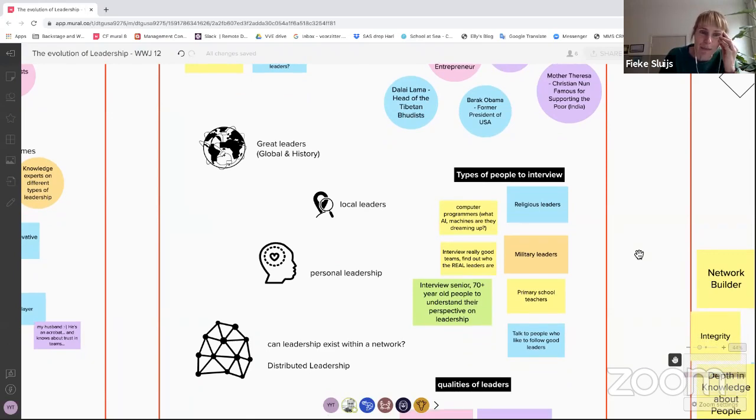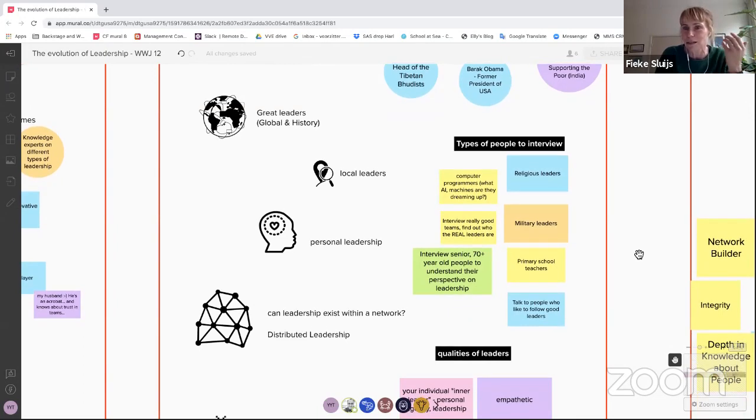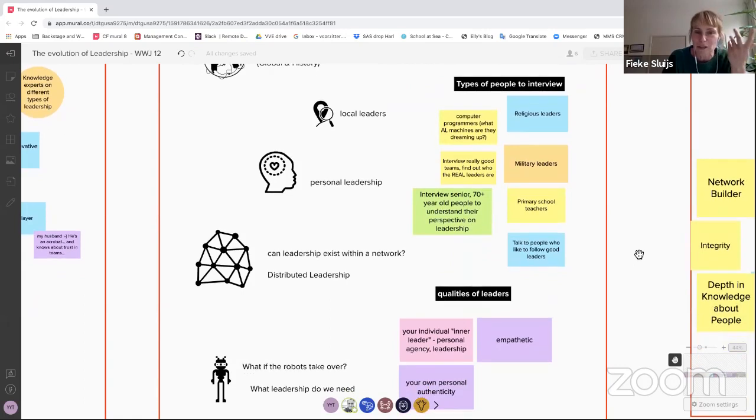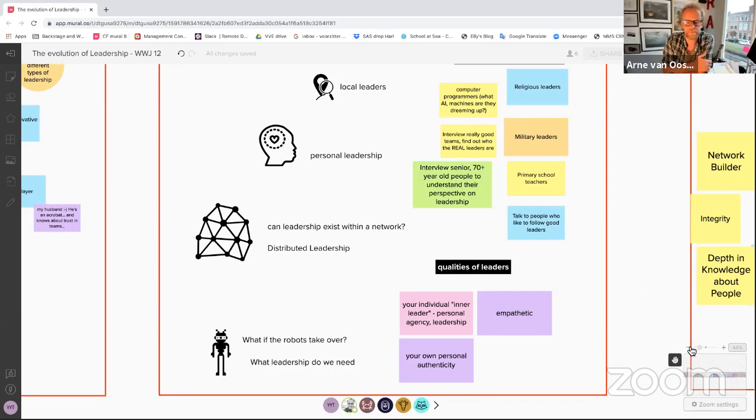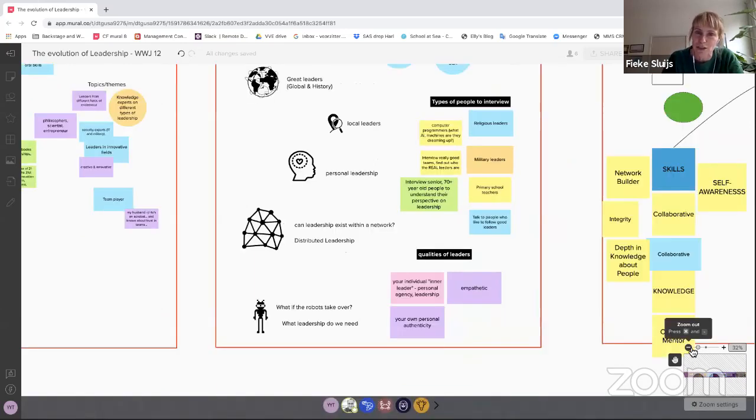And we all have people close to us that lead us, but are not well-known leaders. So like the local leaders. We came up with the idea that we could maybe do interviews with primary school teachers, because they have a very extreme kind of leadership in their classroom. But also religious leaders, military leaders. So there are so many types of leaders that you can have a look at.